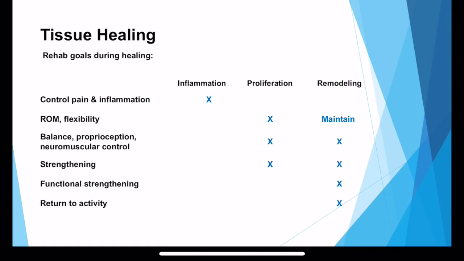For the repair phase or the proliferation phase, we just want to make sure that our goal is increasing range of motion and flexibility, helping with balance, proprioception, neuromuscular control, and then strengthening. And then in that very last phase, we want to maintain our range of motion, and we pretty much have similar goals to proliferation, except we have added 2 new ones, which are functional strengthening and returning to activity.